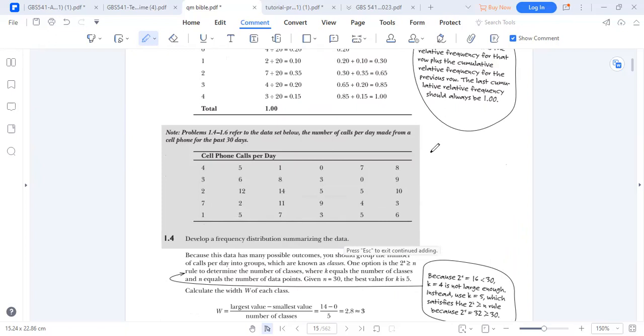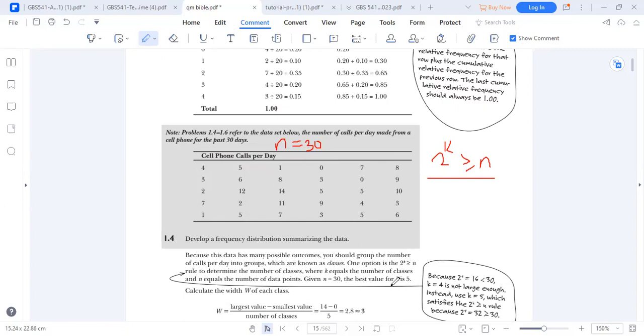All right, so 2 to the power k should be greater or equal to n. The sample size n here is 1, 2, 3, 4, 5, 6. 6 times 5 is 30. So you need to now find a number that you're going to power the 2 to exceed this 30.